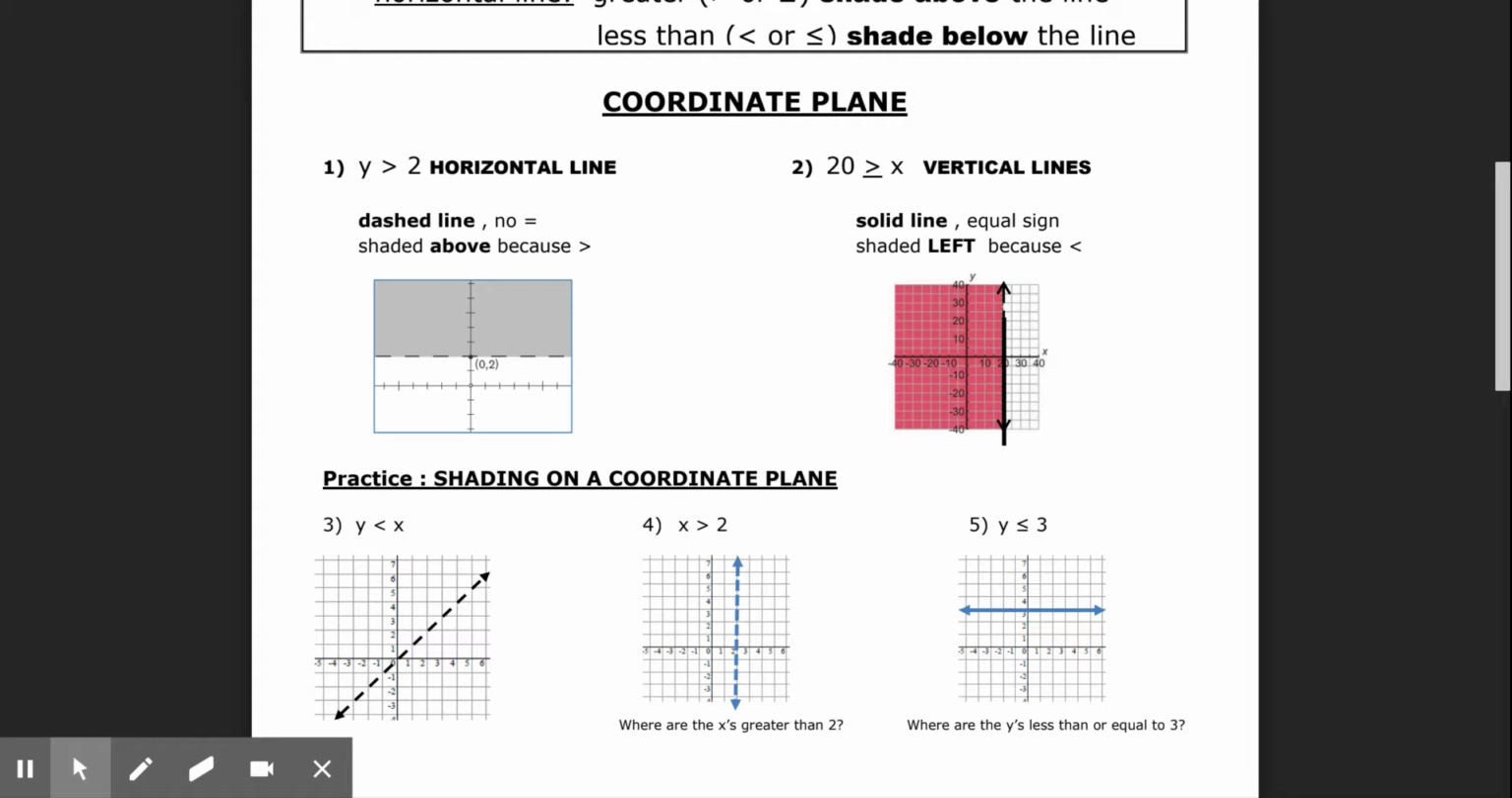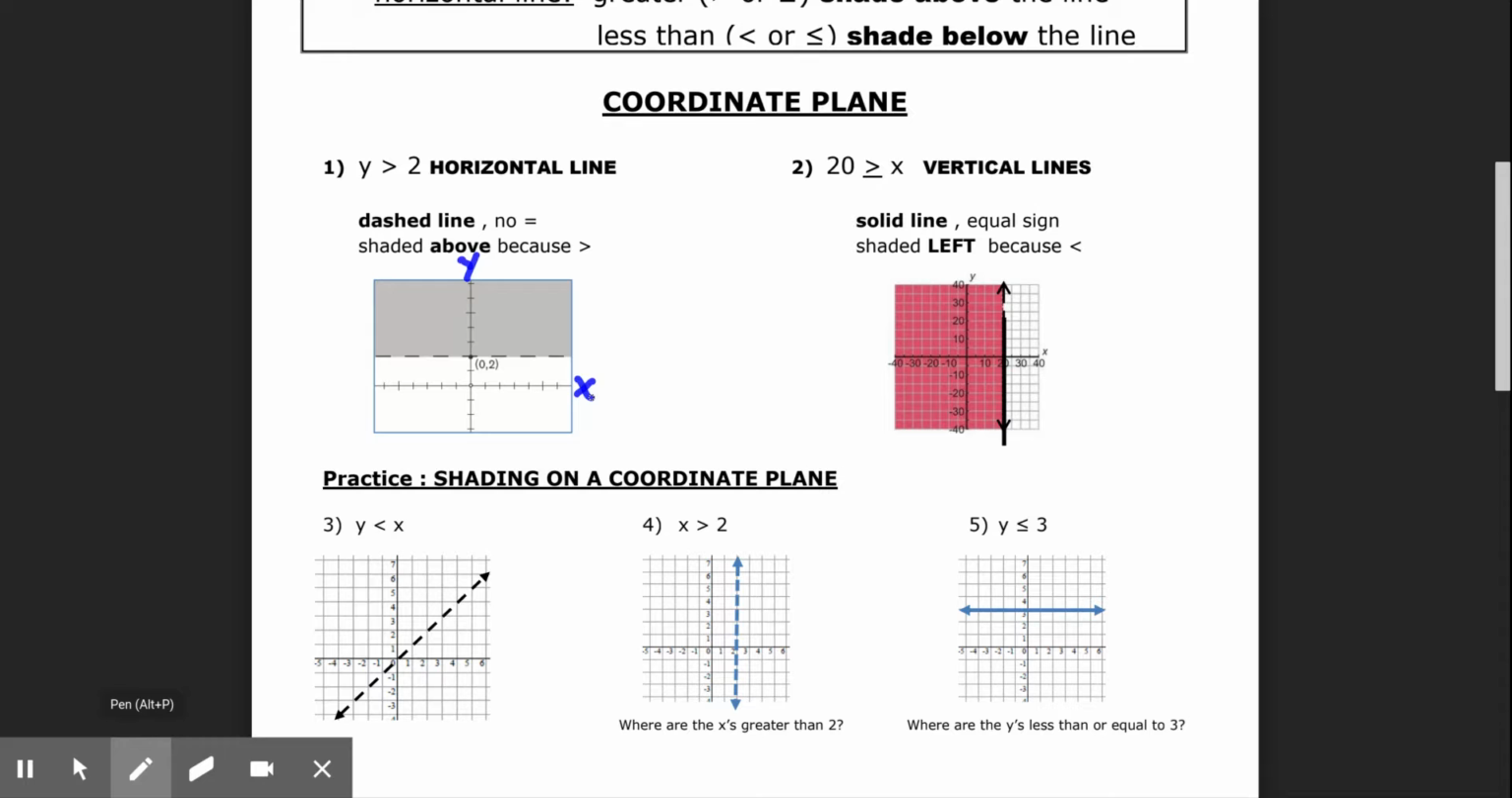It's already done for you, where it is y is greater than 2. So before, you were used to graphing a line that said y is equal to 2. So remember, it must go through the y-axis. So this is our y-axis, and right down here is our x-axis. And any values that are greater than 2 would be above the 2 on the y-axis. Now another thing is, too, it's going to be a dashed line, not a solid line.